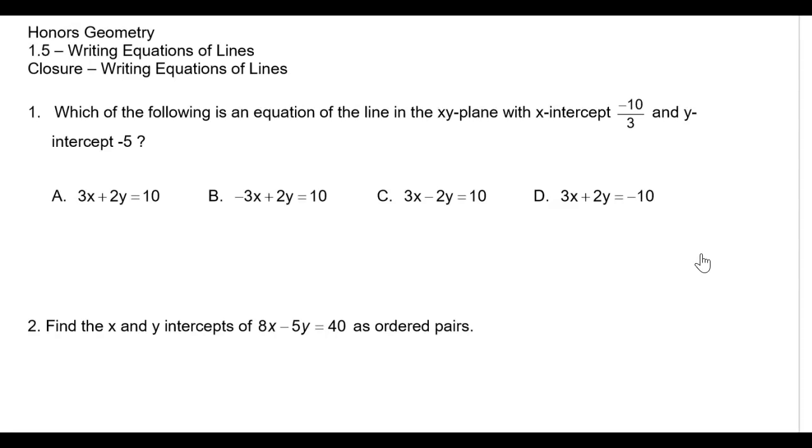Please pause the video for one last time, do the closure, and then turn the video back on to see the answers.